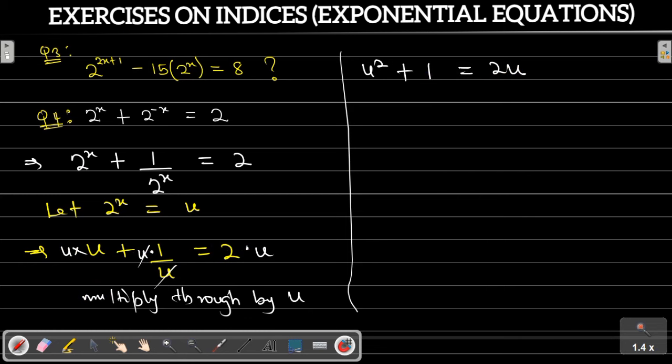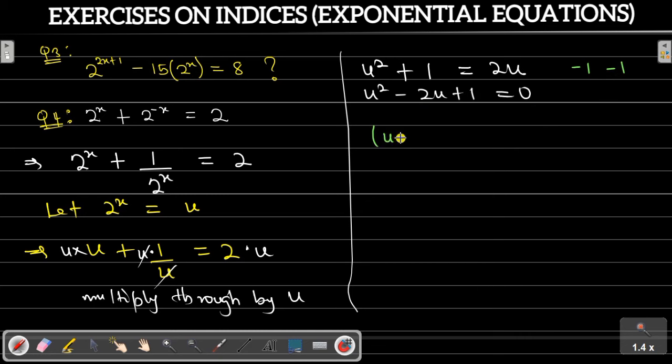Taking this over, we will have u squared minus 2u plus 1 equal to 0. This is a standard quadratic equation, and we can solve. Now to solve, the coefficient here is 1, so it's easy. Just look for the divisors of 1 that can give you minus 2 if you sum, and 1 if you multiply, and those will be minus 1 and minus 1 itself. If you add these two, you will definitely get minus 2, and the product is 1.